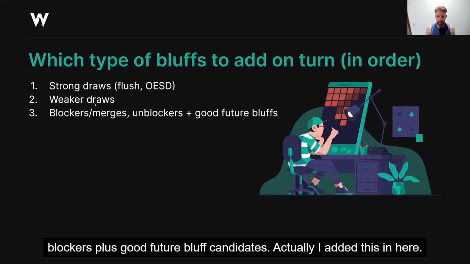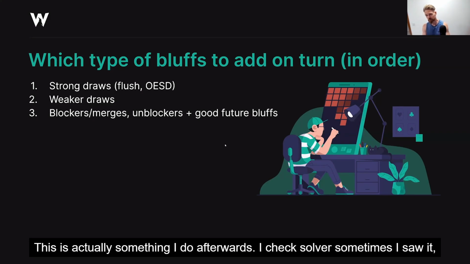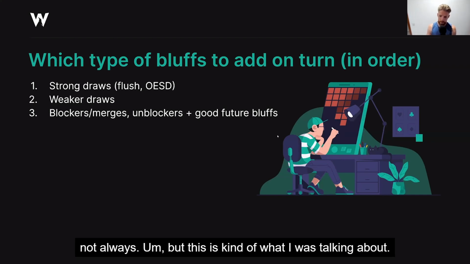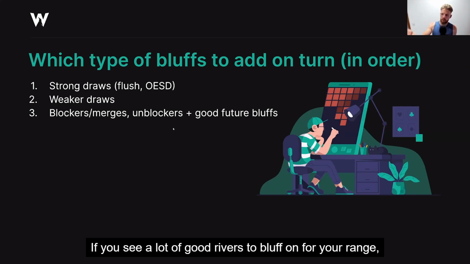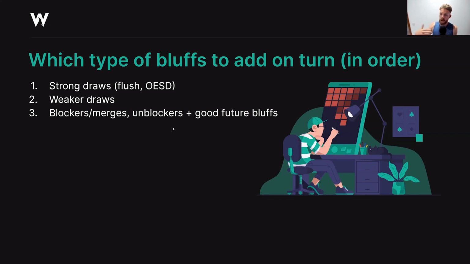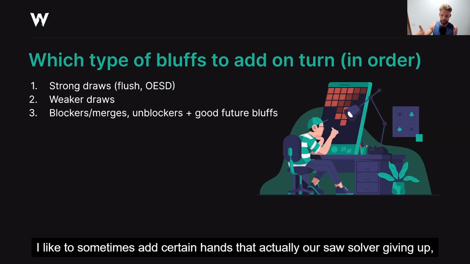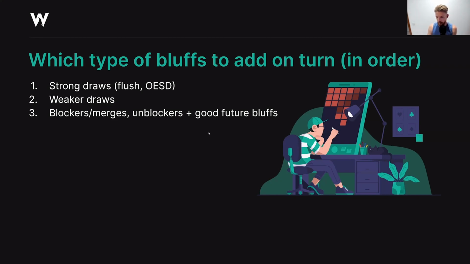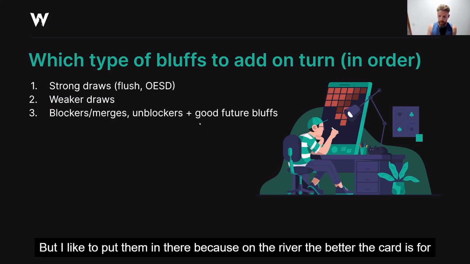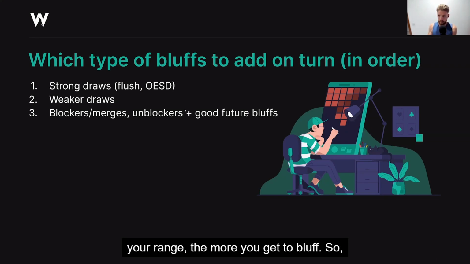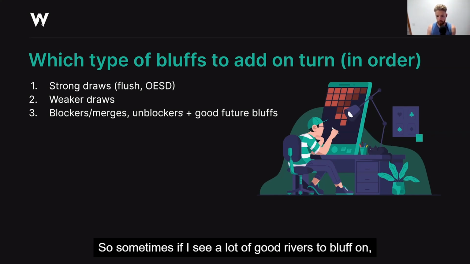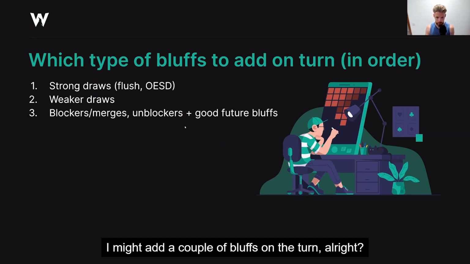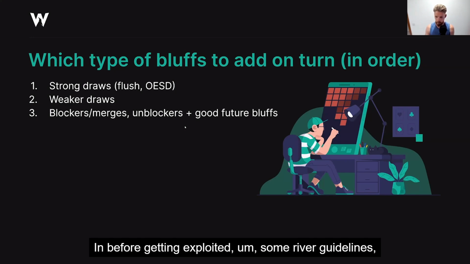Actually, I added this in here. This is actually something I do, and afterwards I checked solver. Sometimes I saw it, not always. But this was kind of what I was talking about. If you see a lot of good rivers to bluff on for your range, I like to sometimes add certain hands that actually I saw solver giving up quite often. But I like to put them in there because on the river, the better the card is for your range, the more you get to bluff. So, and the more effective also your bluff becomes. So sometimes if I see a lot of good rivers to bluff on, I might add a couple of bluffs on the turn. All right, in before getting exploited.